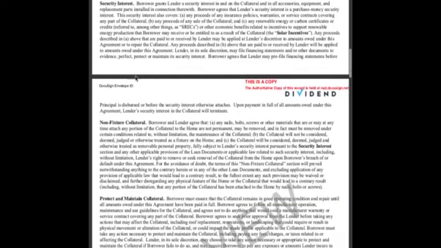And here's the security interest portion of it, talking about the panels being the security interest, not your property. And there's a security interest. Now it is a non-fixtured collateral, which means that it is going as a secured loan. We're looking to protect and maintain that collateral just like we talked about, so don't be going up there with hammers to try to get free panels. It doesn't work that way.